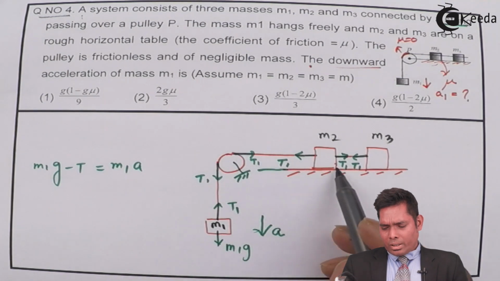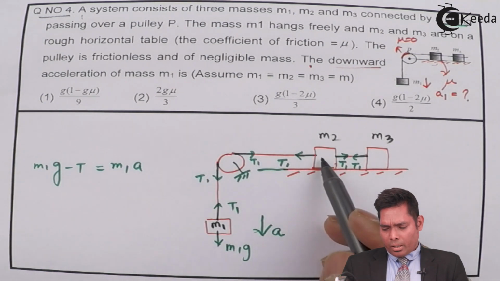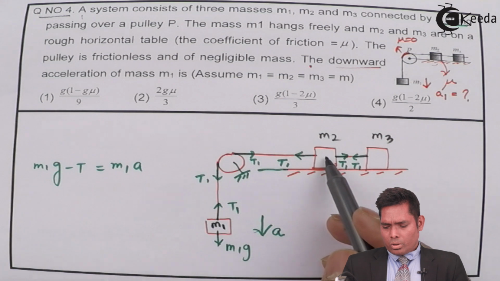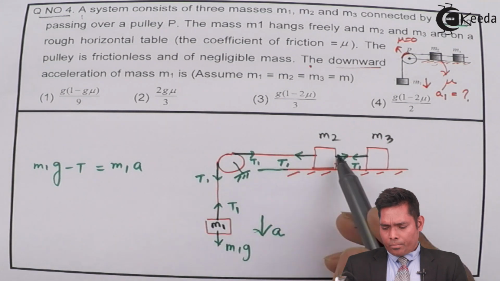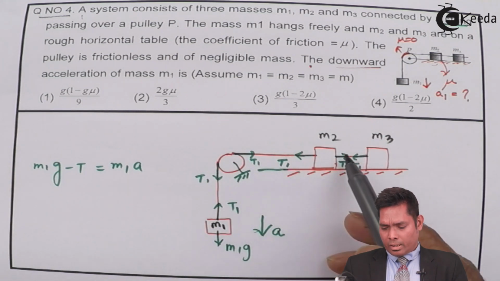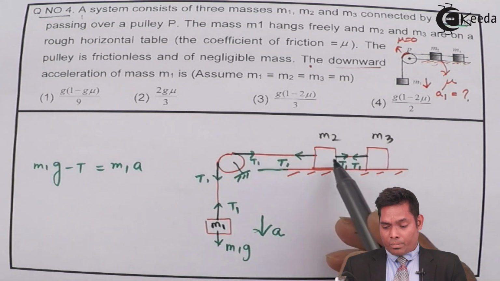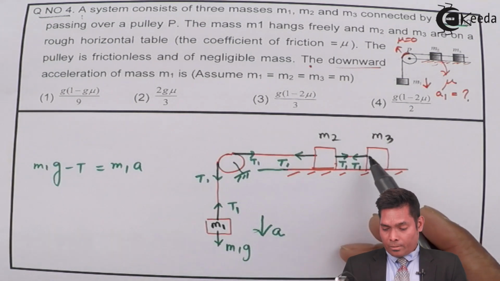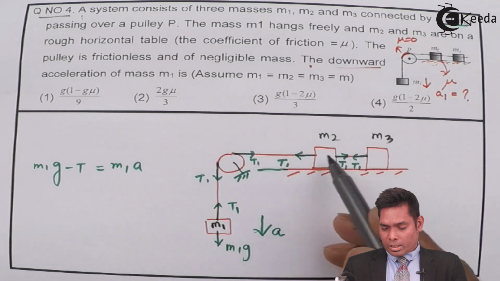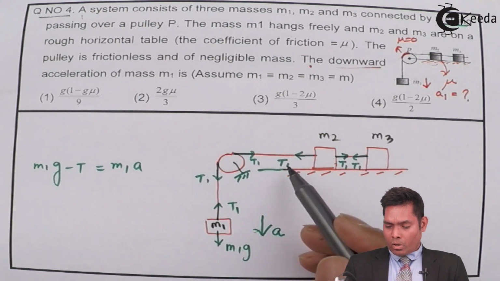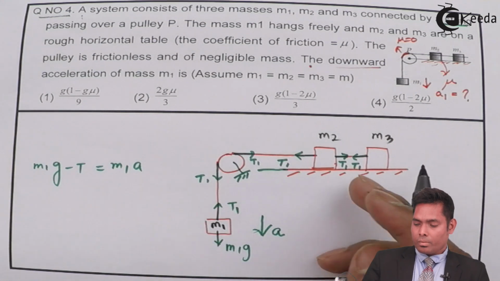If I look at this body, M2, obviously then this tension is different from this tension. It's obvious from here, because if these two tensions are the same, then it will not move. This will not move.